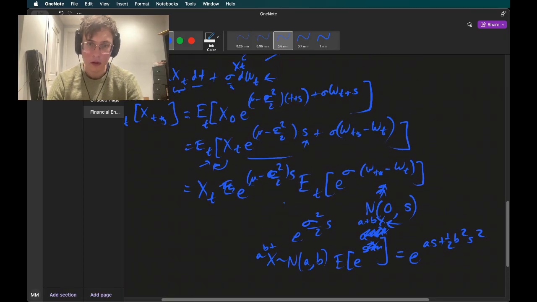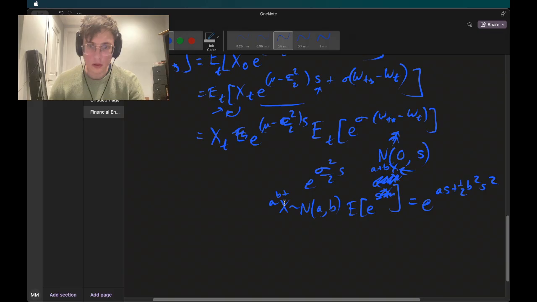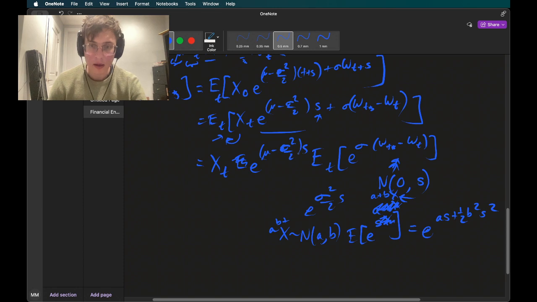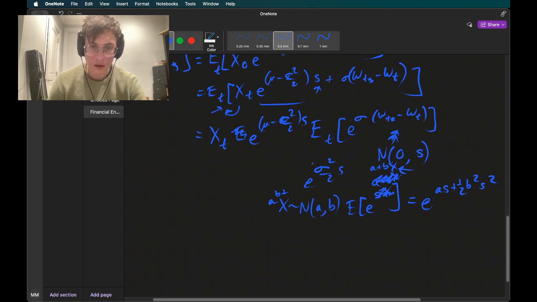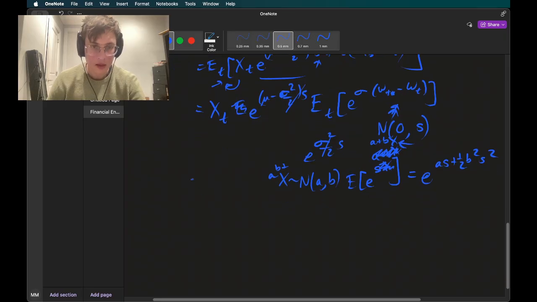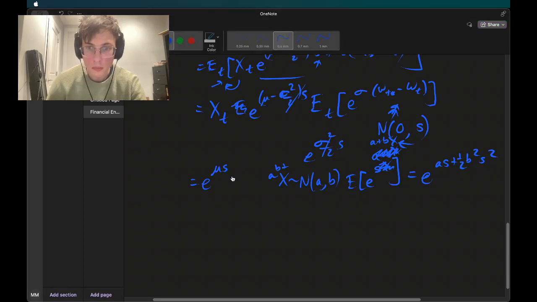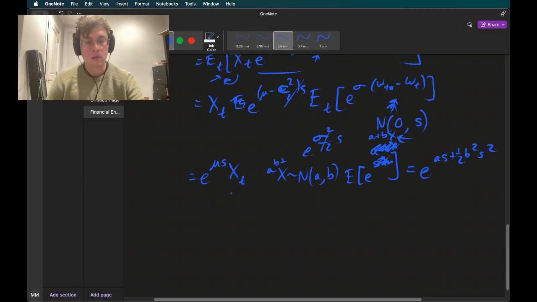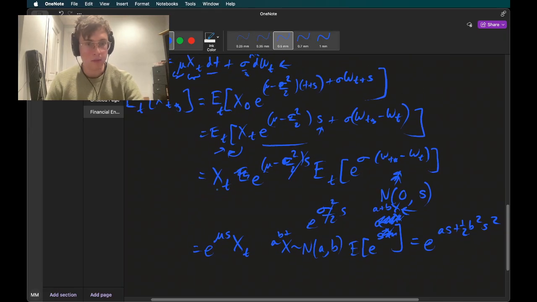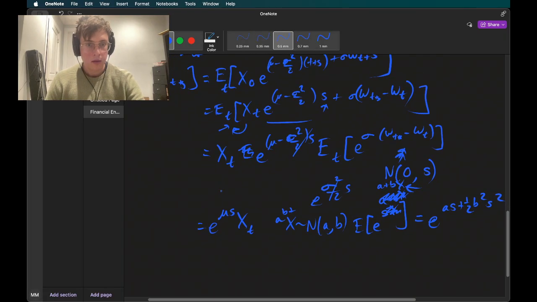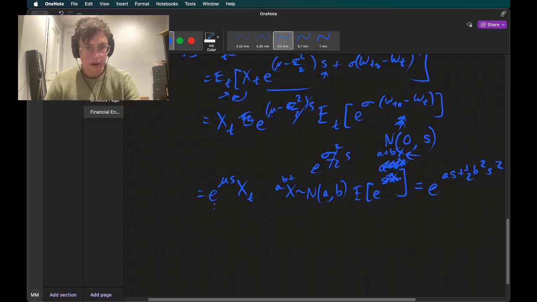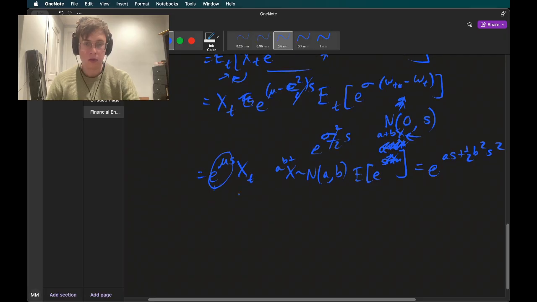Okay, so what did we learn from all of this? This result here cancels out with this, and we just end up with e to the mu s multiplied by x_t. So what does this mean? This means that on average, this random variable has increased by this multiplication factor, e to the mu s. So that's like a rate of growth of the stock. If we represent a stock by a geometric Brownian motion, this is how much it has grown.